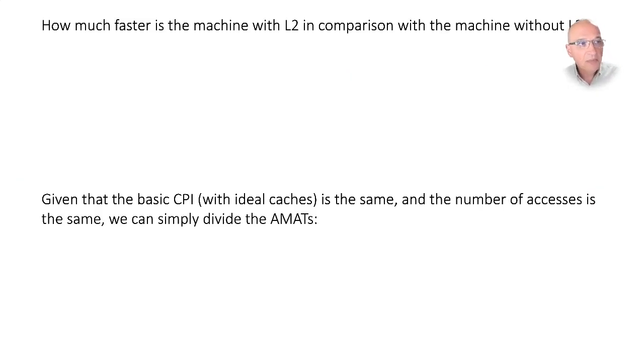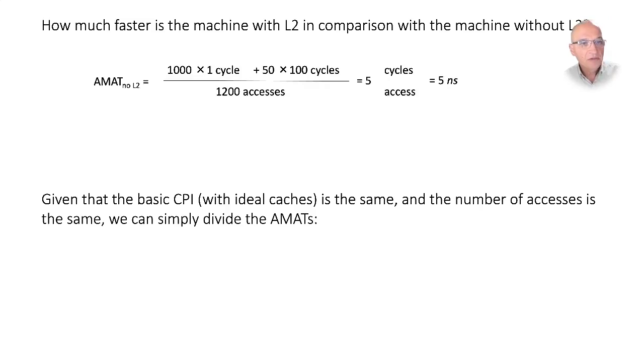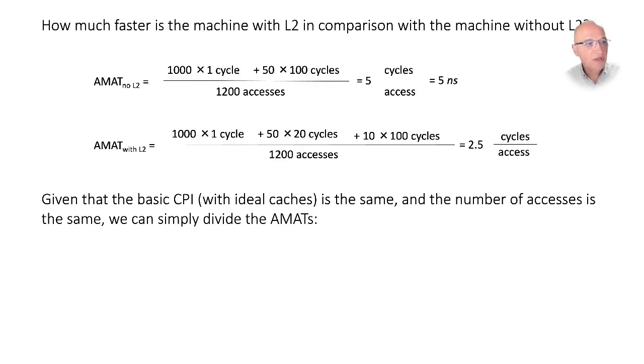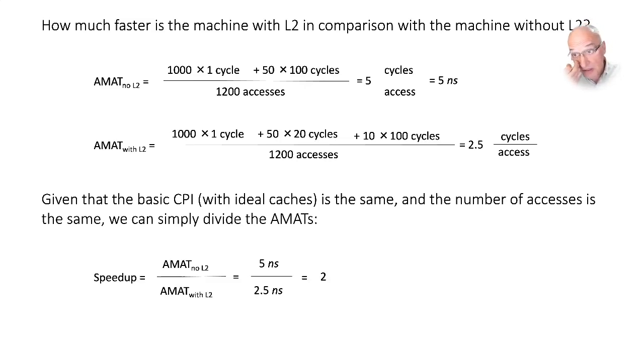And the question now is, how much faster is the machine with the L2 cache in comparison with the machine without the L2 cache? So the math with no L2 was 5 nanoseconds. The math with L2 was 2.5 nanoseconds. So given that the basic CPI with the ideal caches is the same, and the number of accesses is the same, we can simply divide the two, because we are talking about the same machine, and the design with L2 is 2 times faster than the design without L2.